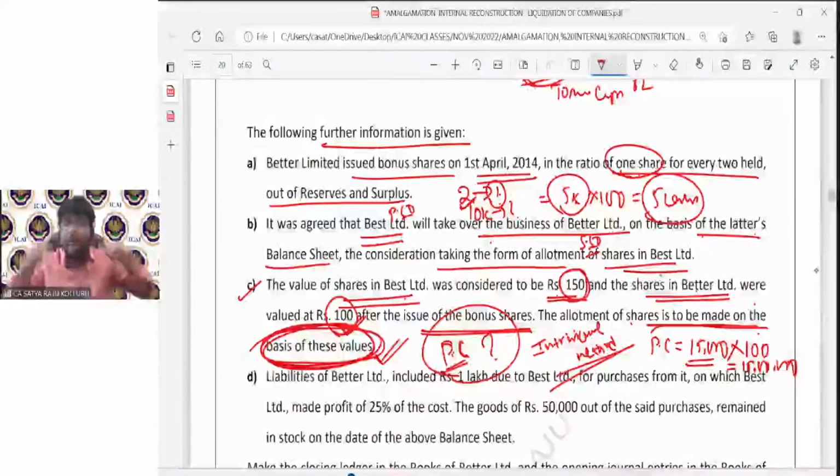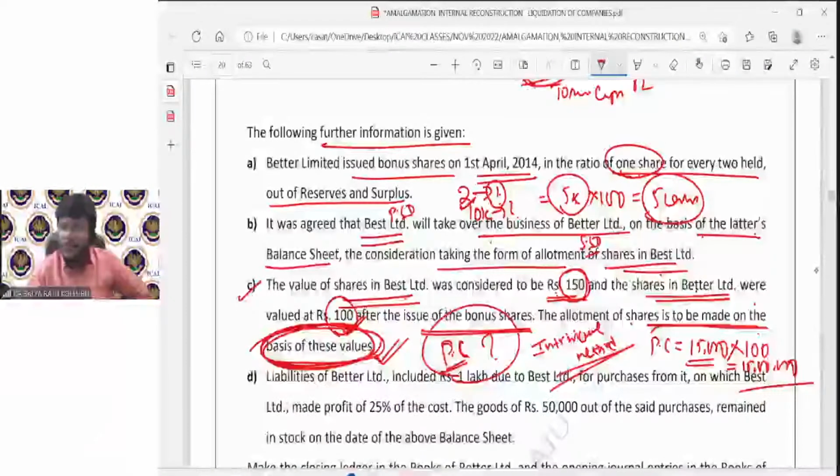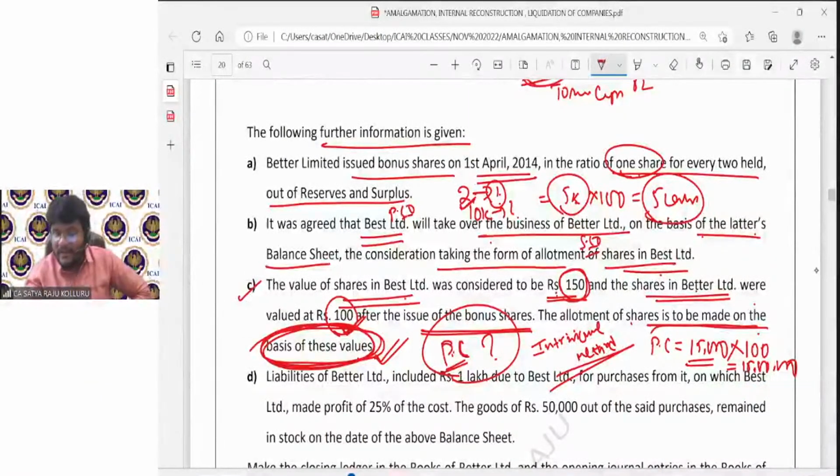But if in the same question I asked how many shares were issued as PC, then you need to divide 15 lakhs by the intrinsic value per share in the purchasing company. Then you will get 10,000 shares. The number of shares issued as PC was 10,000 shares only. Do you understand? But the amount of PC is 15 lakhs.